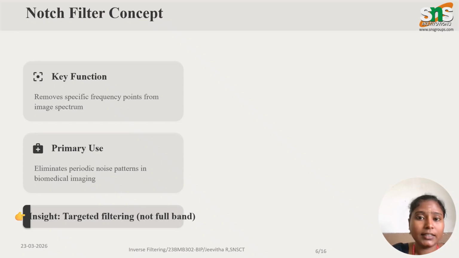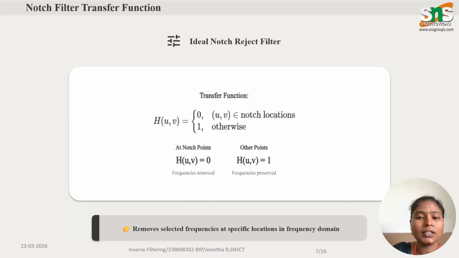Let us understand the notch filter. A notch filter removes specific frequency points from the image spectrum. It is mainly used for periodic noise and interference patterns. Instead of removing a full range, it removes only selected frequencies. So it is highly precise. This makes it very useful in biomedical images where noise appears in a pattern.